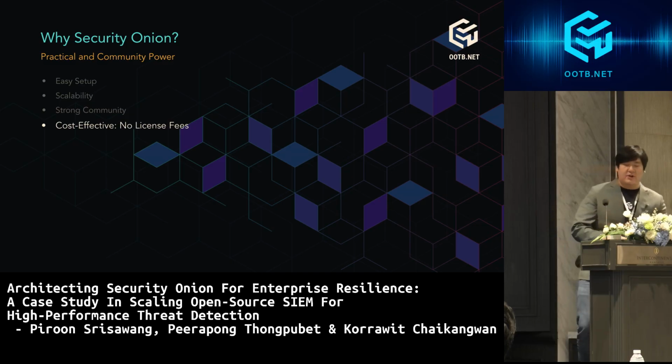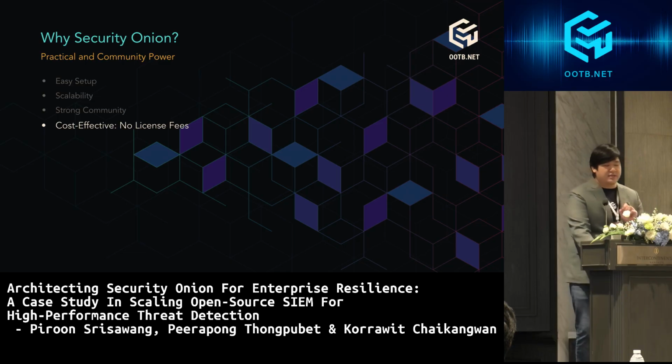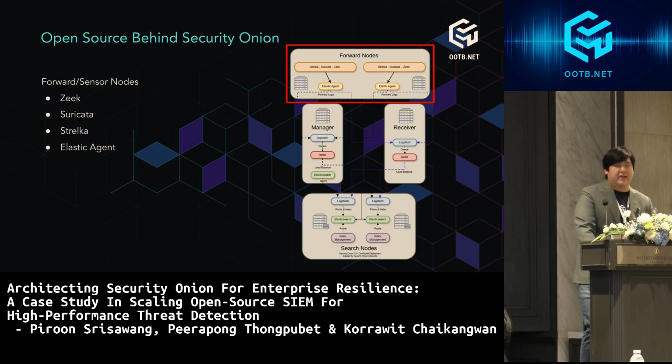And finally, one of the most straightforward advantages is that Security Onion is cost effective. There are no license fees. This means that instead of paying for expensive licensing, we can allocate our budget to something else like infrastructure, scaling, or some customization that directly supports our enterprise needs. For organizations that need to balance capability with cost, this is a very significant benefit.